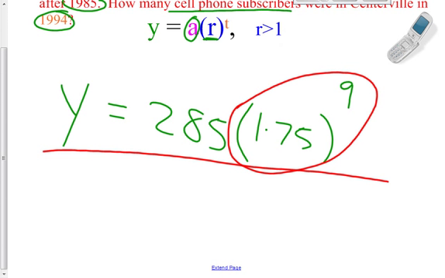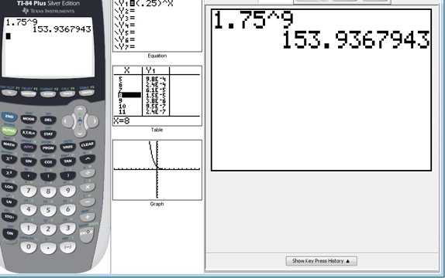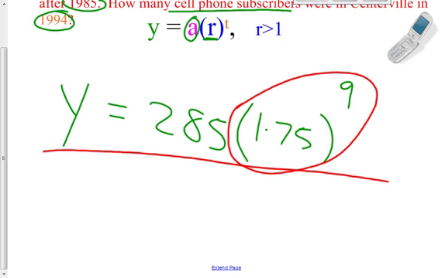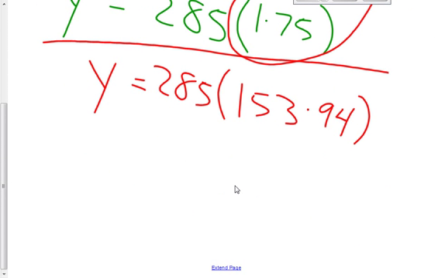1.75 raised to the 9th. So in your calculator, 1.75, raise that to the 9th power, and you get 153.94. That number is now multiplied by 285. And that gives you the amount of cell phone subscribers in 1994. How many people had a cell phone in 1994?